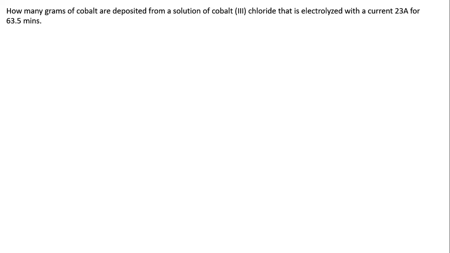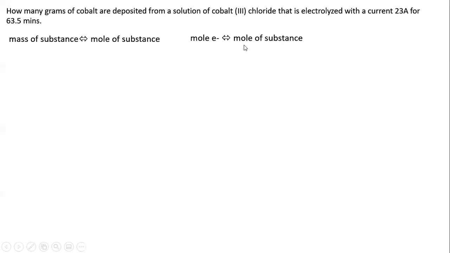Again, here we're applying a certain current for a certain amount of time. How much cobalt is produced? Mass of substance is related to the moles of substance. If we know the moles of the substance, we can find the mass by using the molar mass. The moles of substance is related to the moles of electrons, so if we know how many moles of electrons were transferred, we can know how many moles of substance were produced.